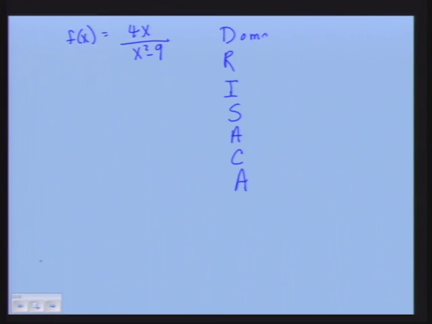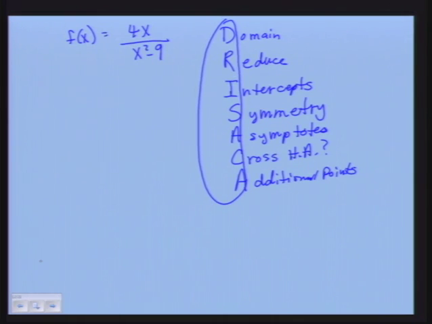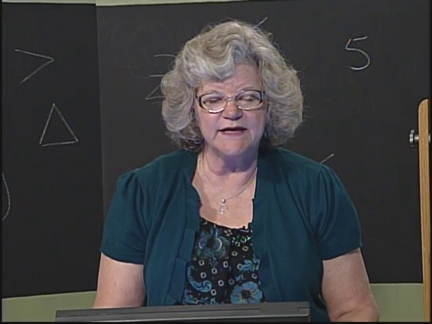D is for domain. R is for reduce. I is for intercepts. Symmetry is my S. Asymptotes. Does it cross the horizontal asymptote? We'll pick up one other thing there in a little bit, and then additional points. I call that Drizzica. That's kind of silly, but you know what? It helps keep me on track. So that's what I do to keep on track as we're working here.